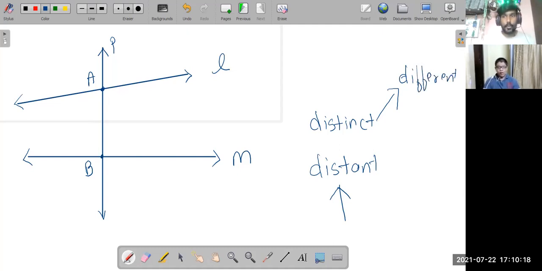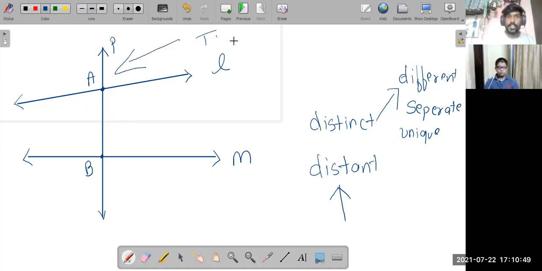So two different points, or two separate points. Different or separate, or you can also say unique. Two unique points. Okay, coming back to our definition. If this line P intersects your line L and line M at two different points, two completely different points, then we call this line P a transversal.